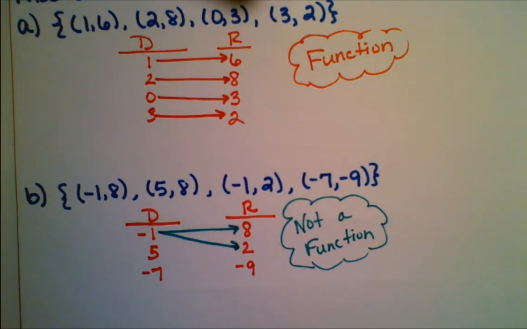So we've looked at what is a relation, what's the domain, the range, and how to determine if a relation is a function or not. And remember, your domain element, meaning the x coordinate, must pair with exactly one range element, meaning your y coordinate.